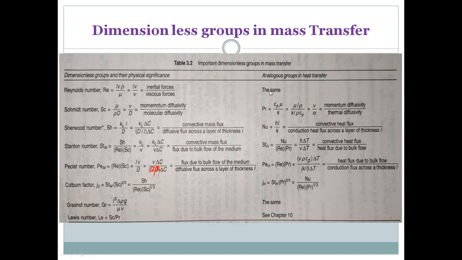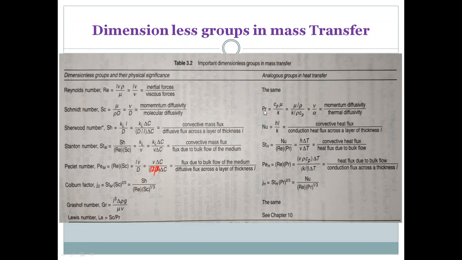Reynolds number will be the same for heat transfer and mass transfer, because in heat transfer the fluid is flowing, and in mass transfer also the fluid is flowing. Reynolds number is a property related to your fluid flow. That is the inertial force by viscous force, so that will be L V rho by mu, where L is the characteristic length. It is analogous to the same.